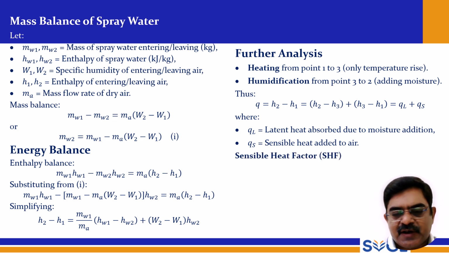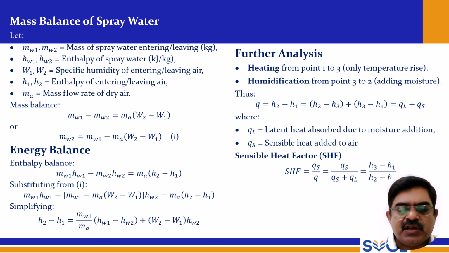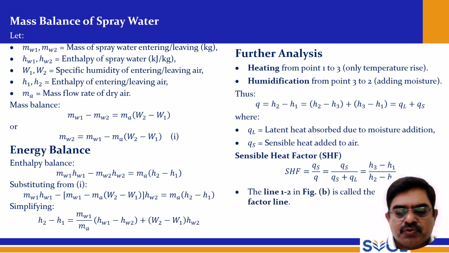The sensible heat factor, SHF, equals QS divided by Q, that is QS divided by QS plus QL, which equals H3 minus H1 divided by H2 minus H1. The line 1 to 2 in the earlier figure B is called the factor line.